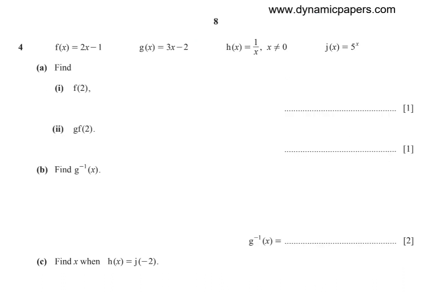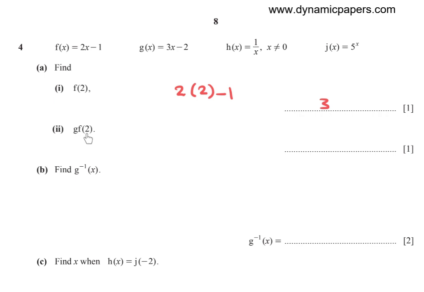Number 4, we have f(x), g(x), h(x), j(x). Find f(2). How to find f(2)? Substitute 2 for x in the f option. So 2 times 2 minus 1, 4 minus 1 equal 3.